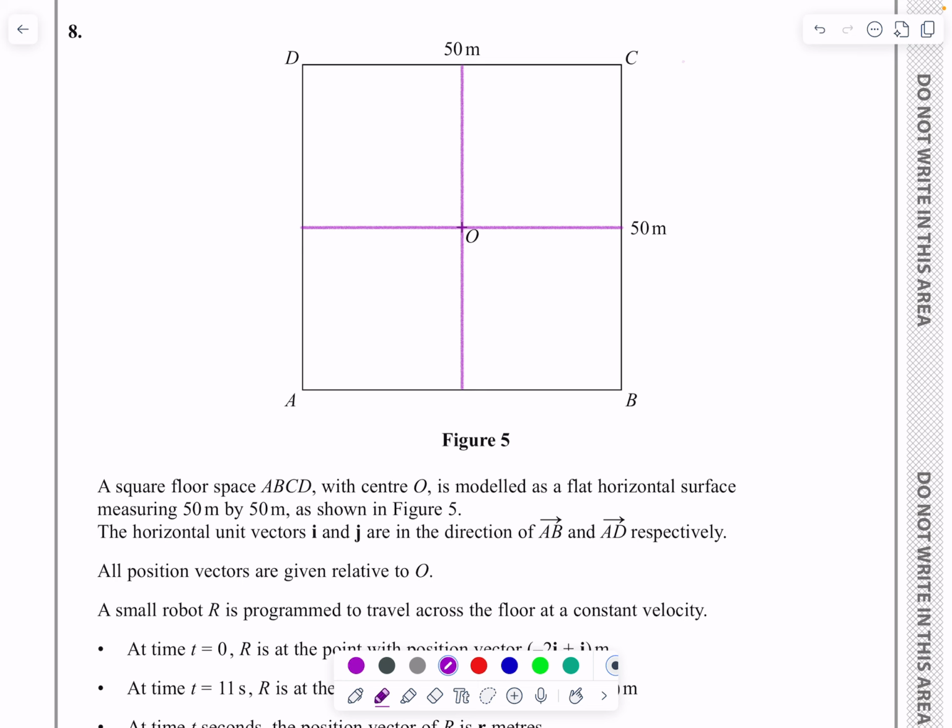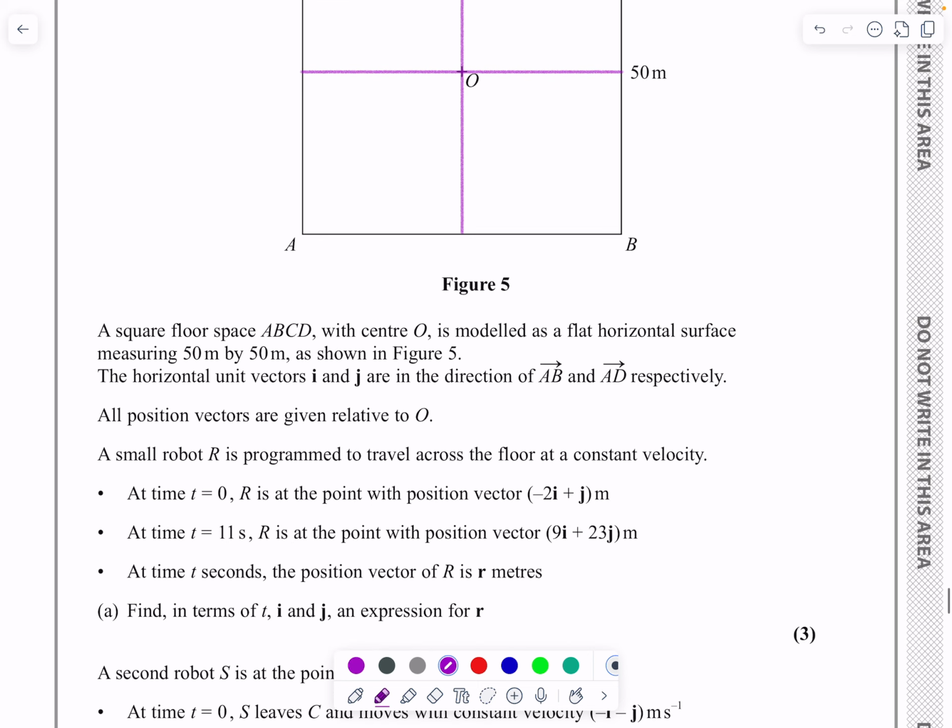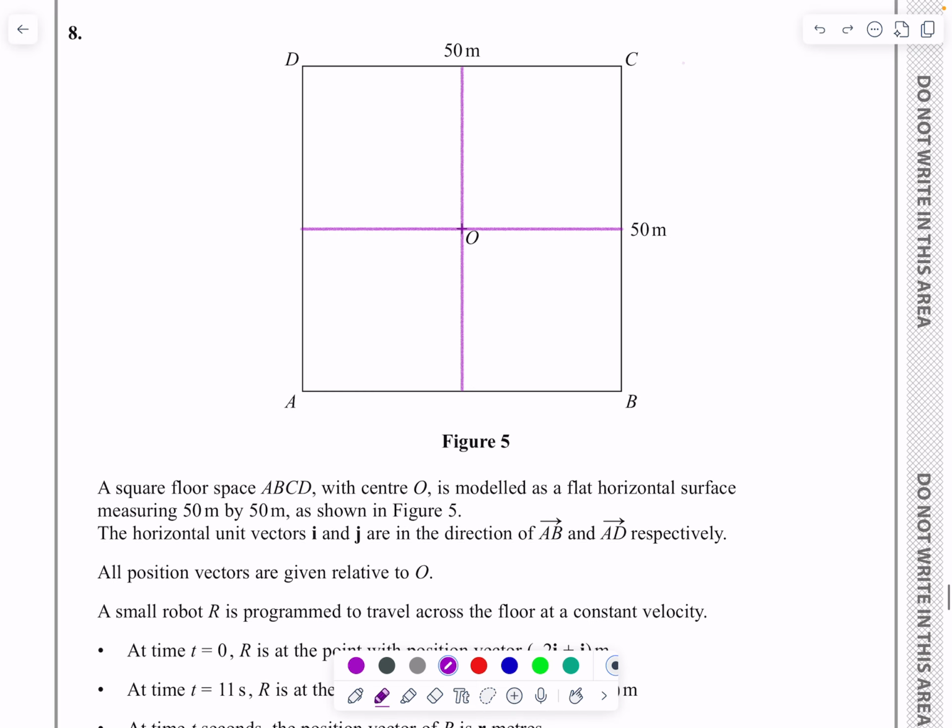What you can see is that I've already put a set of axes on here for this vectors question. It tells me that all position vectors are given relative to O, so I'm going to call that the origin there, which for example means that later on C is going to be 25, 25 there. It's halfway and halfway of 50 and 50. And as I say, this is a vector equation question. So let's just really quickly remind you how we do those.